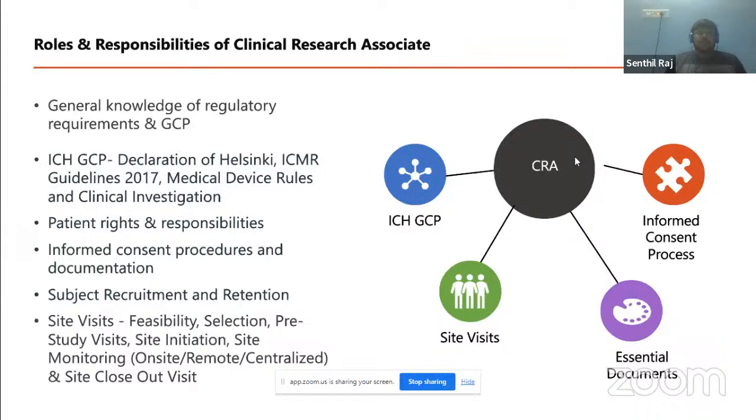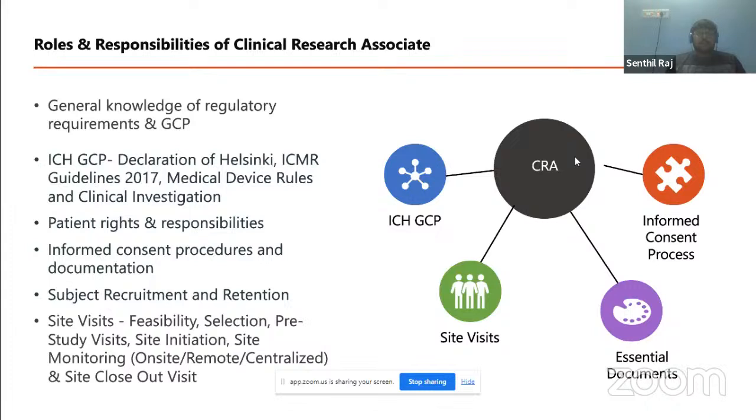Once you have found the potential site for our study, and the protocol is finalized, they will identify the site. Once they identify the site, they will go to the site and get the necessary approvals and all the necessary documents.